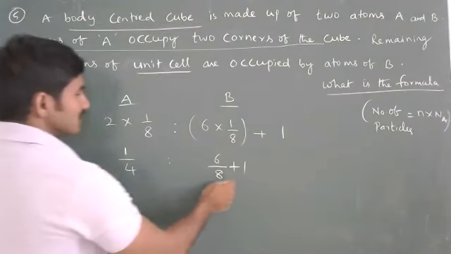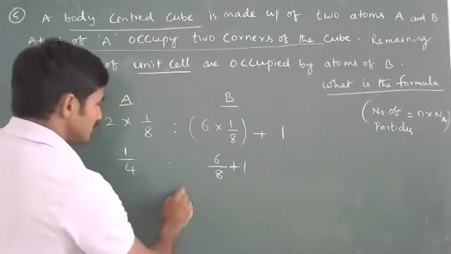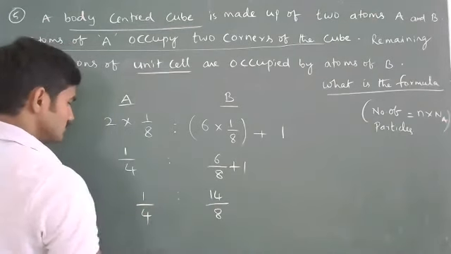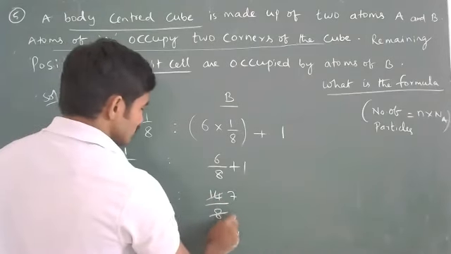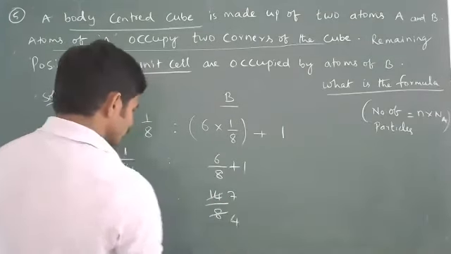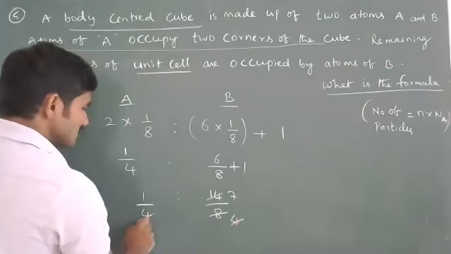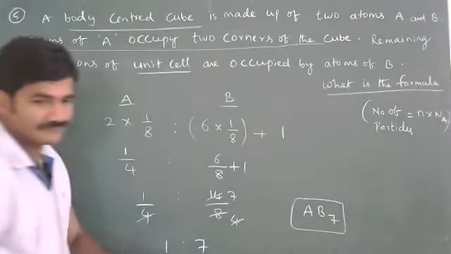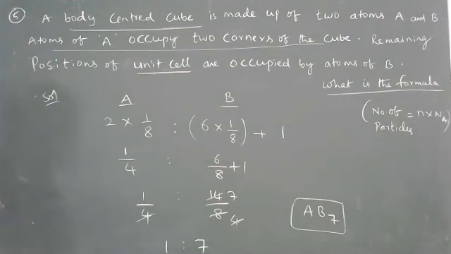So what happens here? 8 plus 6, 14/8. 14/8, 1/4. Simplify this. 2 7 ja 2, 4. So 4 gets cancelled. Remaining 1 and 7. So formula is AB7. Okay, right. Is that clear?